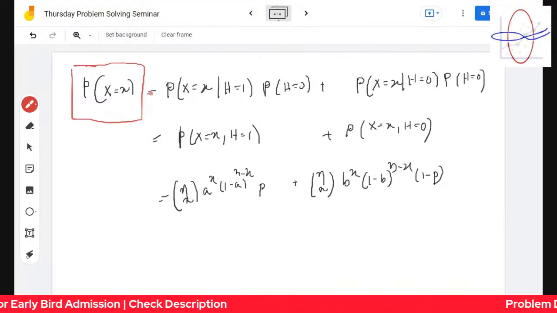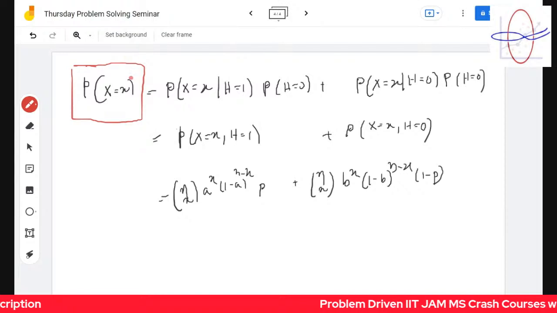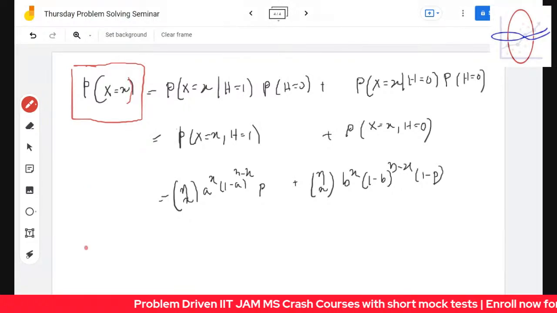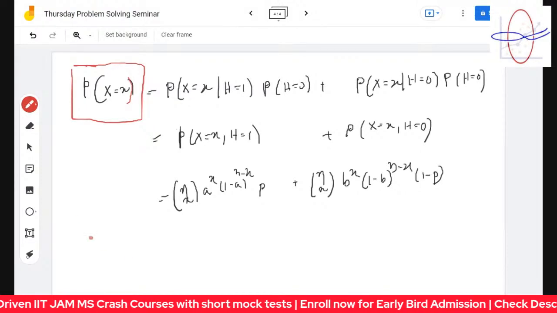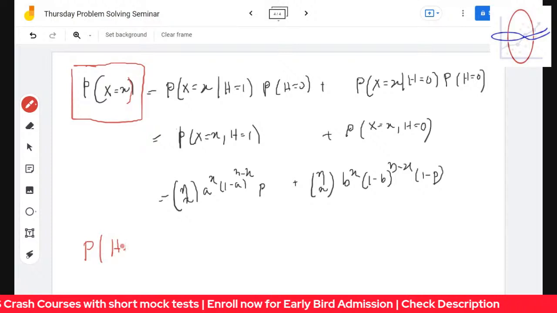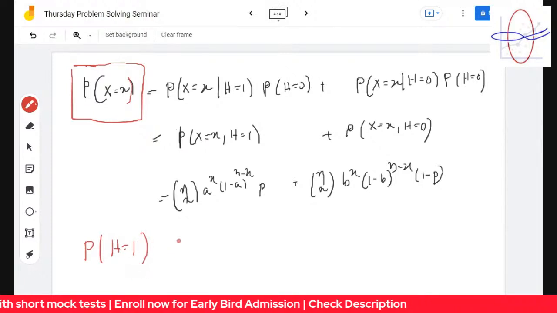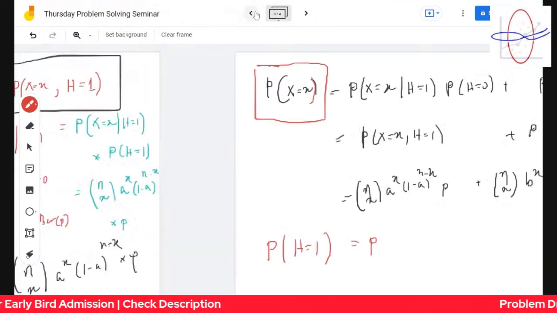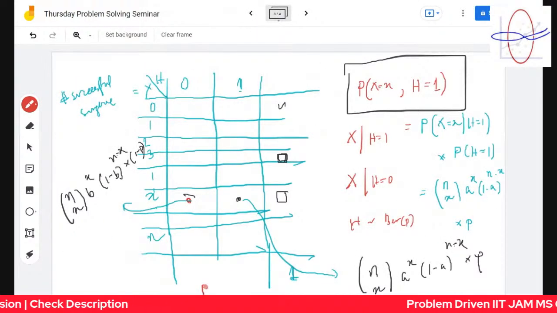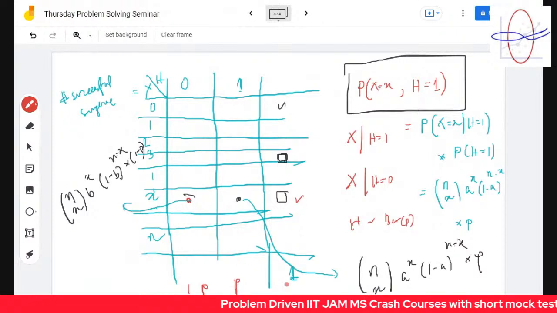So we have found out a joint distribution of this, and using that we have found out the marginal. This is called a marginal. We have found out the individual X distribution. You can also find out the distribution of H. Probability H is equal to 1 is p, so you know the distribution. This is equal to p, this is equal to 1 minus p, and we have found out this individual distribution, which sums up to be 1.